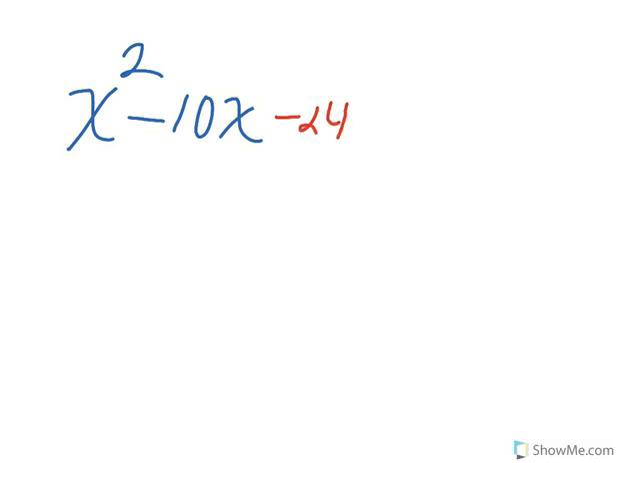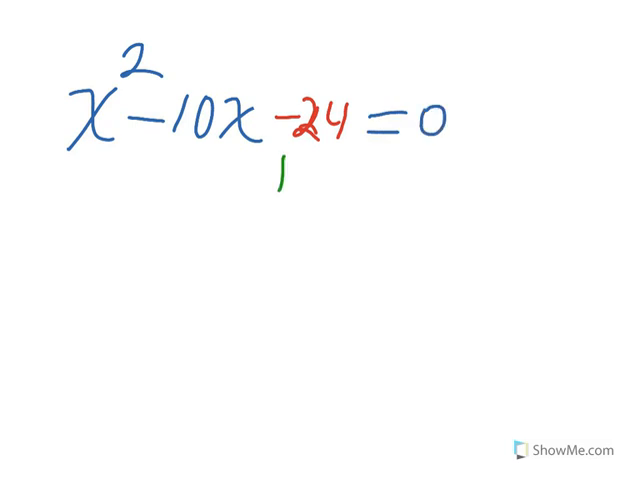Completing the square. Let's just go with x squared minus 10x, and we'll say one that does not work out, so we'll say minus 24. Alright, so it's equal to 0.